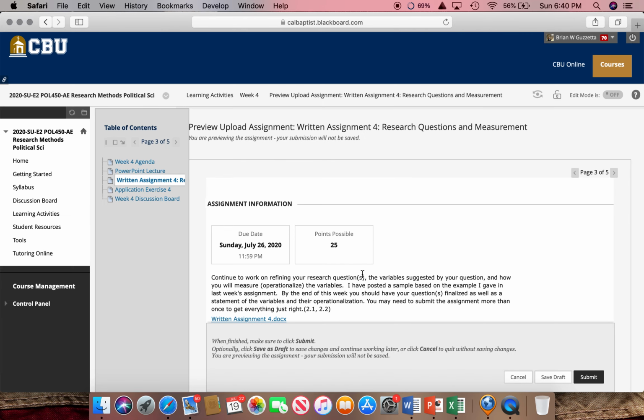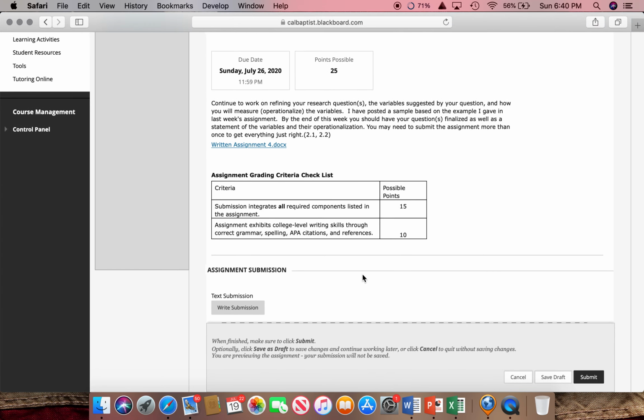For our written exercise this week, we're going to stick with the same due date. As always, it's a Sunday at 11:59, and this Sunday is going to be July 26. It's 25 points possible. What we're going to be doing is operationalizing the variables. This week, you're going to get feedback on your research question. Once we get that blessed and we're good with our research question, then we need to operationalize the variables. And that's what we're going to do this week.